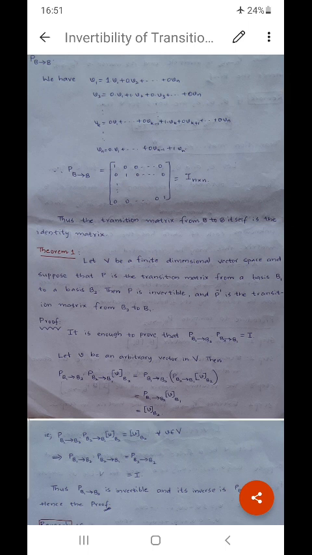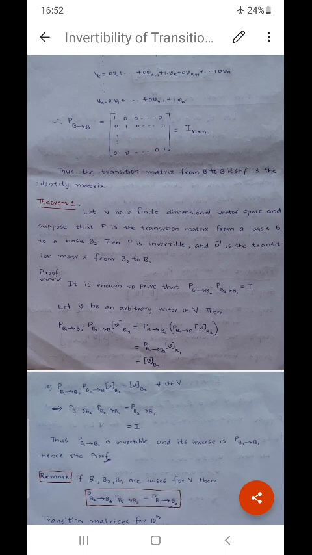But in the previous class we discussed that P B2 to B1 into the coordinate matrix of V relative to B2 is the coordinate matrix of V relative to B1. So we get P B1 to B2 into the coordinate matrix of V relative to B1, which is nothing but the coordinate matrix of V relative to B2. So for an arbitrary element V, P B1 to B2 into P B2 to B1 of the coordinate matrix of V relative to B2 is the coordinate matrix of V relative to B2 itself. Therefore, this product is the identity. That means the coordinate matrix of V relative to B2 is mapped onto itself for an arbitrary element V. Thus P B1 to B2 is invertible, and its inverse is P B2 to B1.